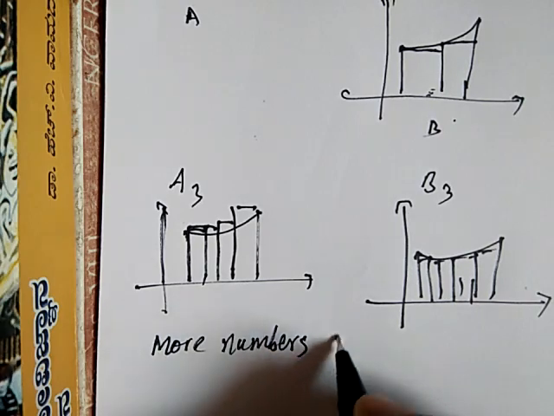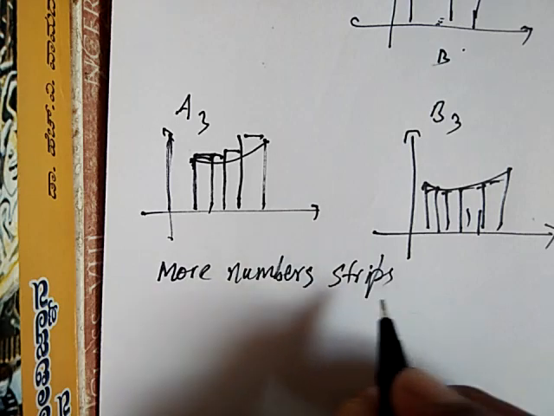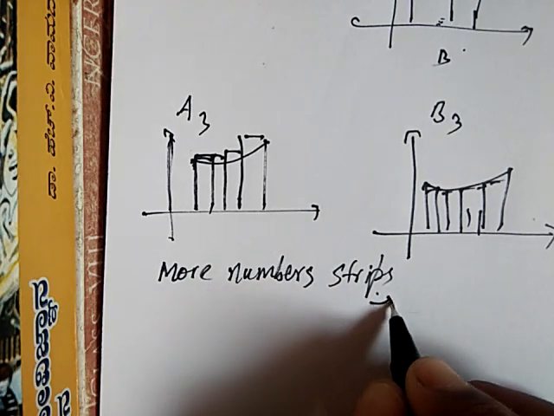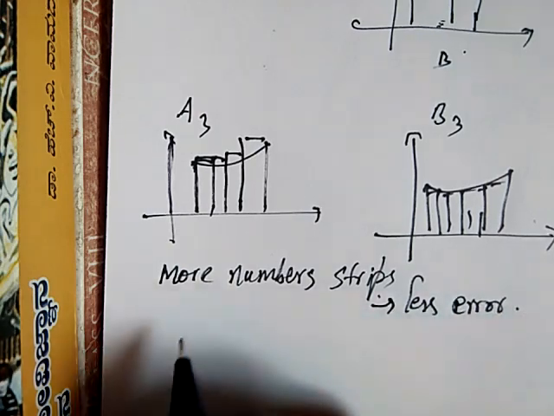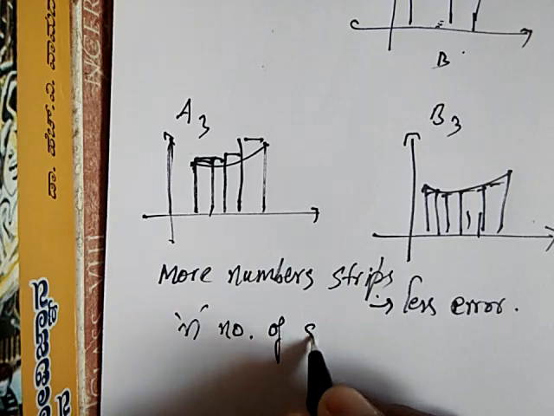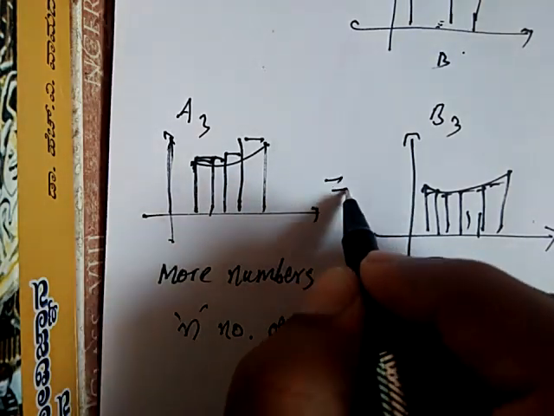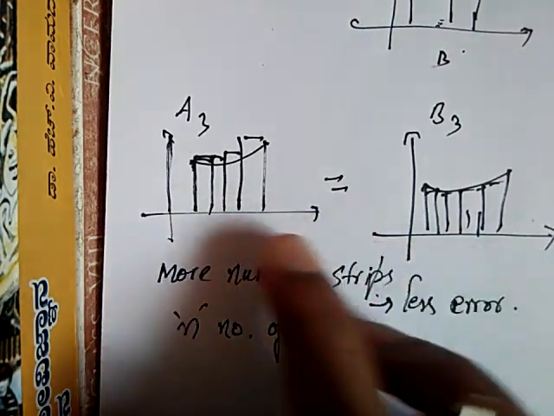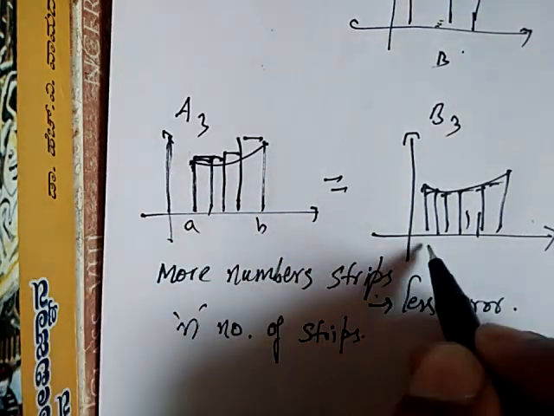More number of strips means less error, correct? If you make n number of strips, then somewhere these two will become equal, correct? So suppose this is A, this is B, A to B.